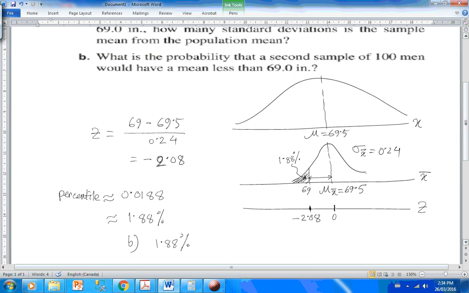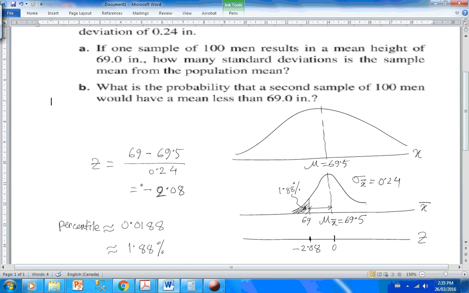And the answer to part A, of course, is simply this z value, or in other words, you could say that this 69 is about 2.08 standard deviations away from this mean of 69.5.